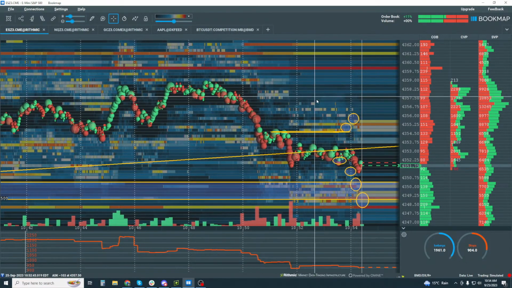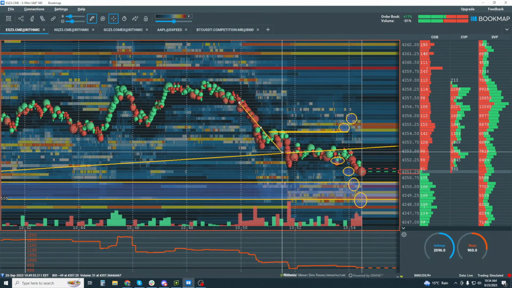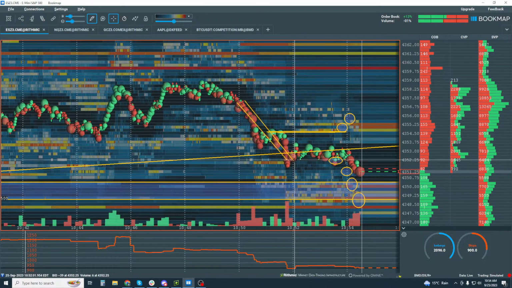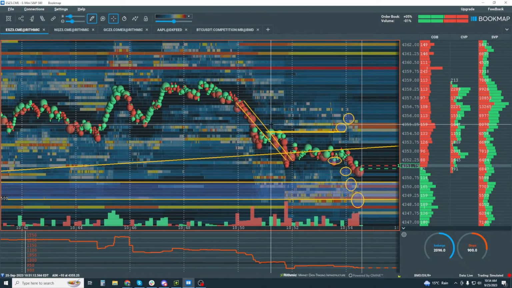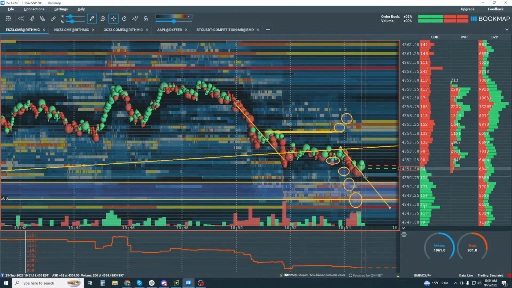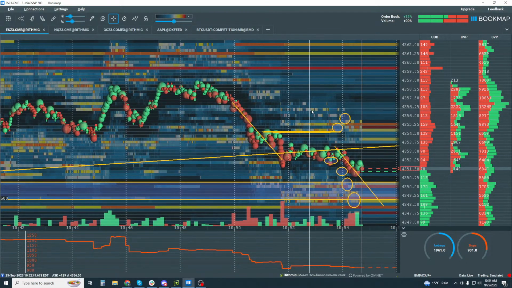We can look for a measured move, something like this. And I'm only doing measured moves because there are reasons for it, order flow reasons for it. Okay, yeah, matches up with our 48 level.